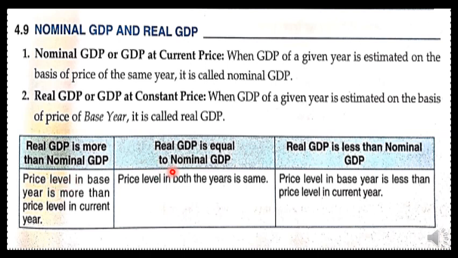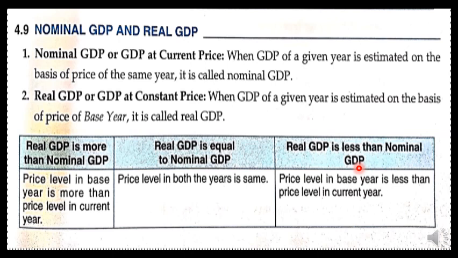Okay. The next point, real GDP is equal to nominal GDP when price level in both years is same. So this I think it is understandable to you. Now real GDP is less than nominal GDP when price level in base year is less than price level in current year. This is what we saw in the previous video. The numericals that I discussed there were the case where real GDP was less than nominal GDP. Try to remember. And always it was a case of inflation or price rise.